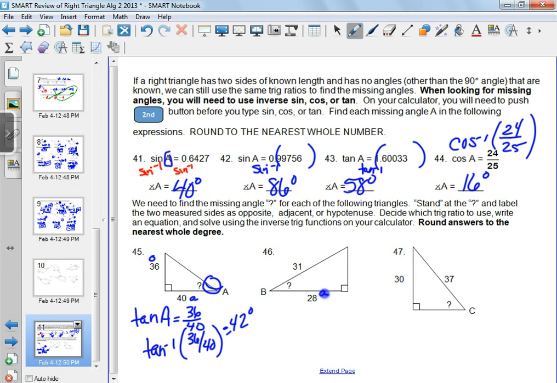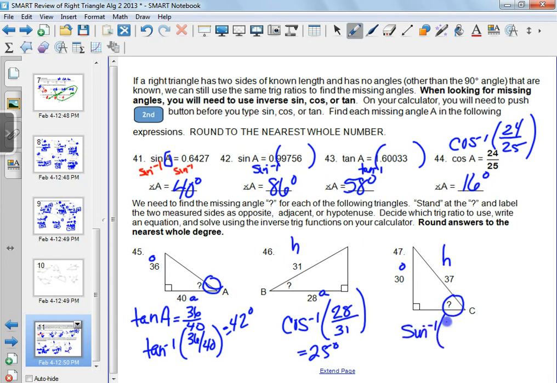So here, on number 46, we have adjacent and hypotenuse, so we'll be setting up cosine. I'm going to skip a step and just write inverse cosine of adjacent over hypotenuse. And I think we get approximately 25 degrees. And then here, let's see, we've got opposite and hypotenuse, so it'd be sine. So I'm going to skip a step and type in inverse sine of 30 over 37, and it comes out to approximately 54 degrees.